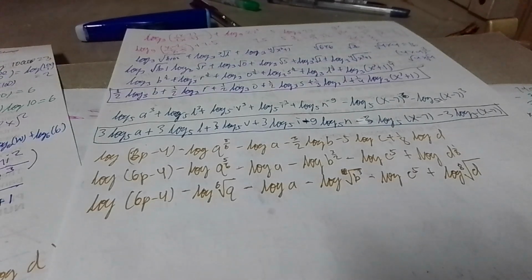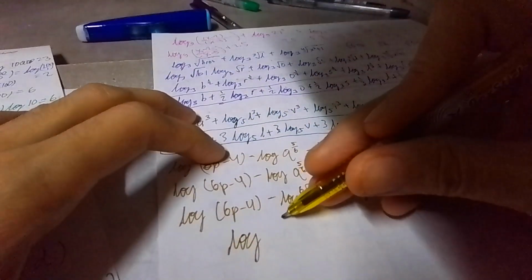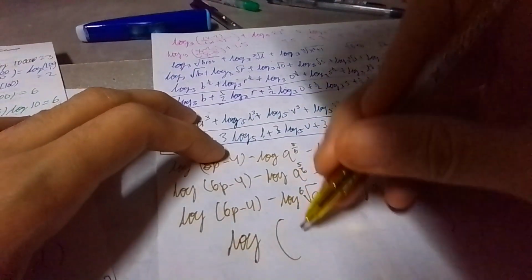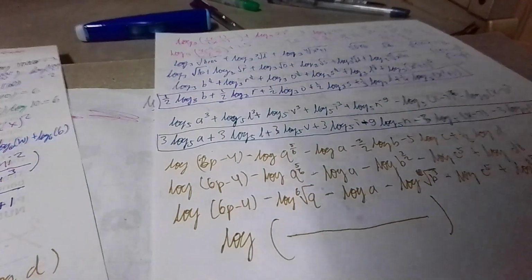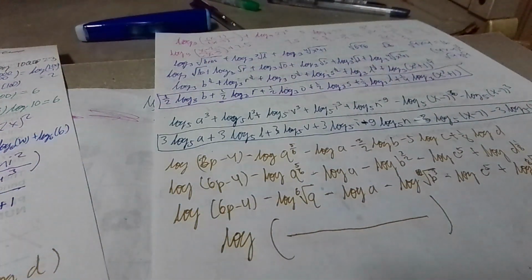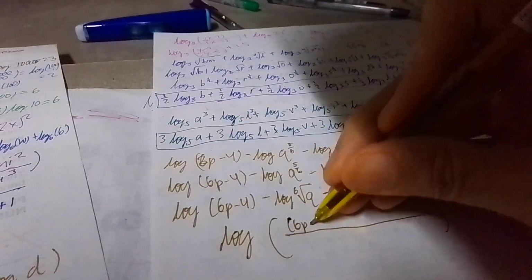But wait a sec. That's still not condensed. Our goal is to simplify it, so we're still not done. So let's write that as one single log. We can simplify this further. So we can do it this way. Remember, because it's quotient law, we need to have a fraction bar. So it's log, what's on top? 6p minus 4. It's on top because it's positive. So 6p minus 4.